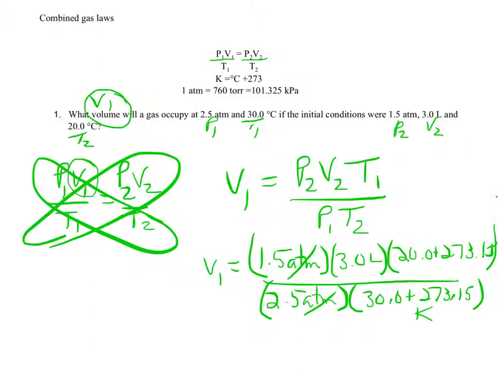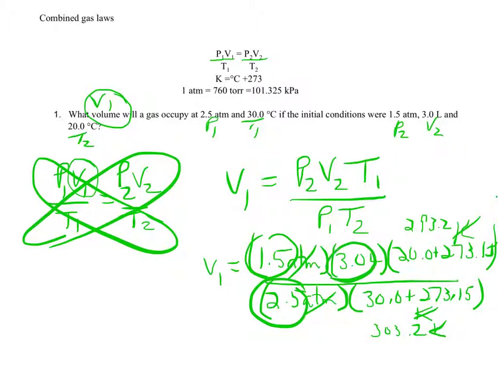You'll see your units cancel: the ATMs, and these will both be K, so they'll cancel. If you want to go ahead and do your temperature values, this would be 293.2 K, and this one's going to be 303.2 K. When I plug those numbers into my calculator, I'm only allowed 2 sig figs because all of these numbers are only to 2, so V1 equals 1.9 liters.